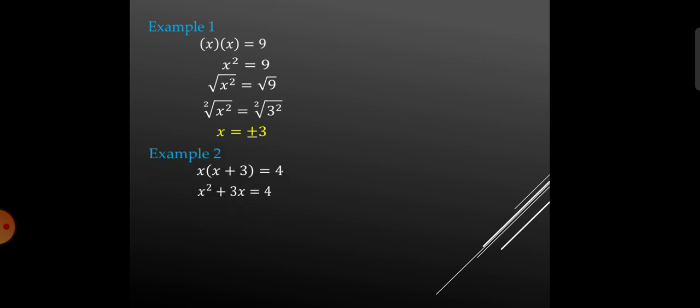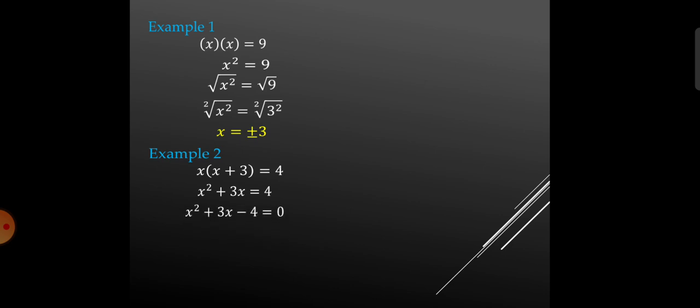Second example. X times binomial x plus 3 equals 4. So, monomial x times binomial x plus 3. We use times because the parentheses represent the operation multiplication. So, i-distribute ang x sa gawas padulong sa binomial. So, x times x and x times 3. Distributive property of multiplication over addition. So, x times x is x squared. X times 3 is 3x equals 4.